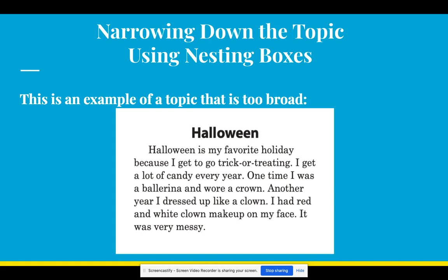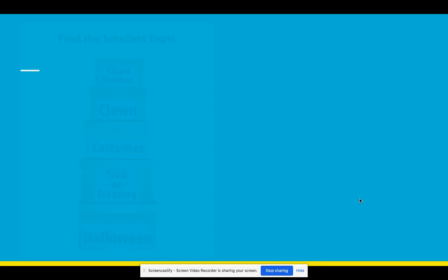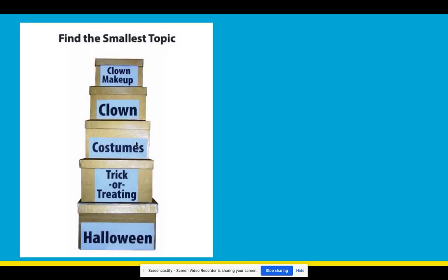Okay, you guys, this is okay for like a first grader or a second grader, but we're in third grade now, and I think we could do way better than this. So I told this student, I said, you know what? I feel like your topic is just a little too broad and you had too many things you wanted to say, and it was kind of unorganized and all over the place. Like you talk about going trick-or-treating and getting lots of candies, and then what you were one year as a ballerina, and then another year you were a clown, and then you talked about what you wore when you were a clown, and that it was messy, and it wasn't really focused enough. So this student went back, and they decided they were going to use some nesting boxes to help narrow down the topic.